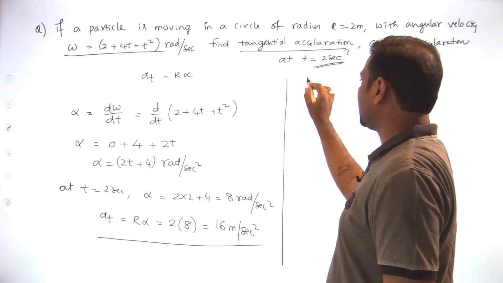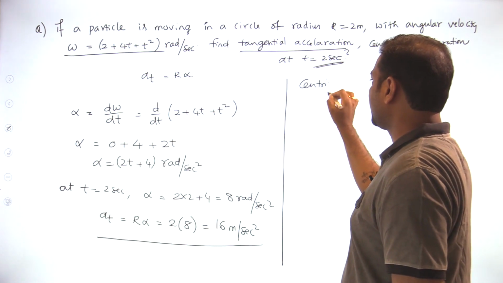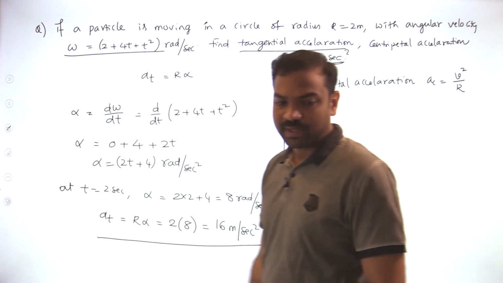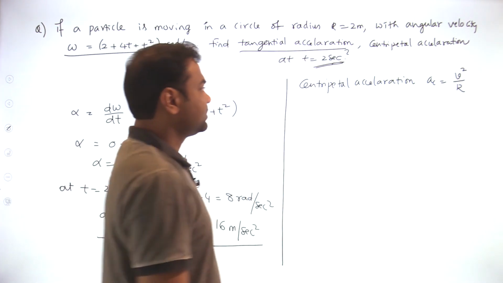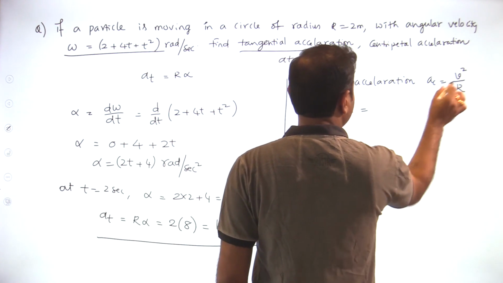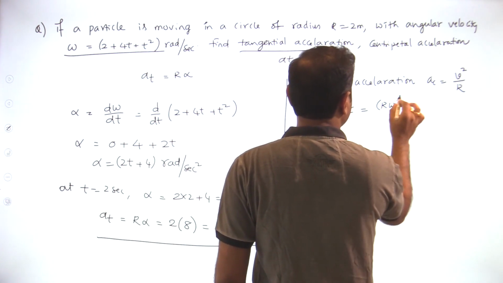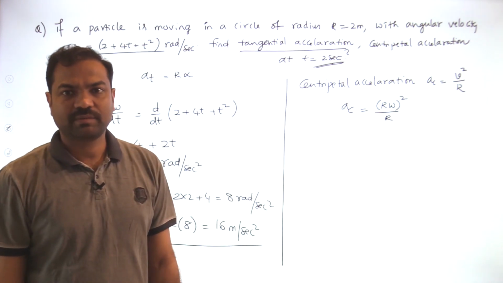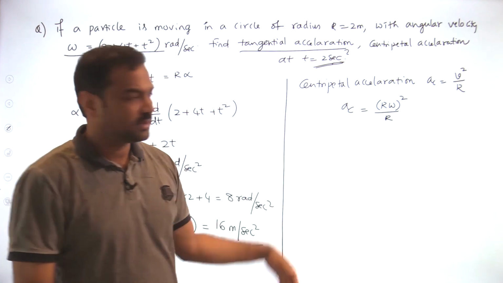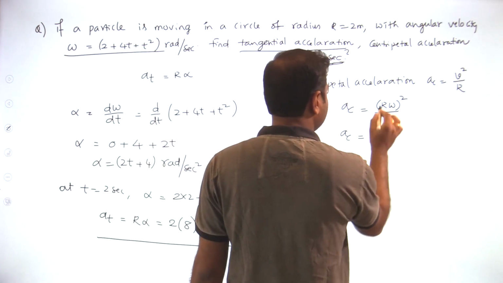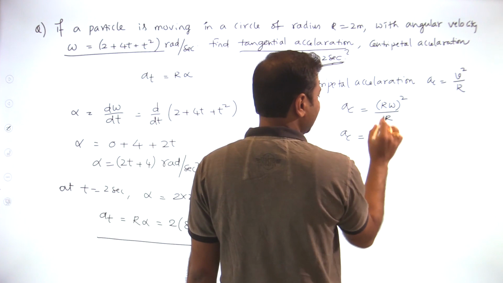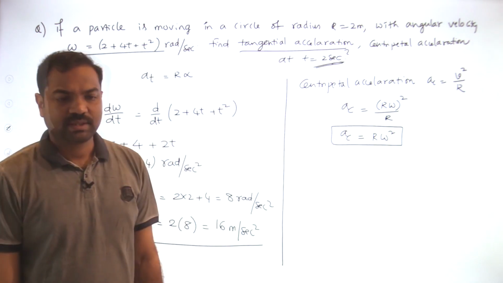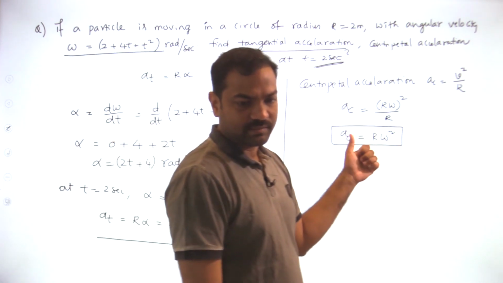Similarly, what is the centripetal acceleration? Centripetal force is mv square by r, so centripetal acceleration is v square by r. I can modify this in terms of omega. In place of v, I can write r omega, since v is equal to r omega. So it is r omega whole square by r, and r is left into omega square. So centripetal acceleration is equal to r omega square. That is the centripetal acceleration. We require the radius and angular velocity.